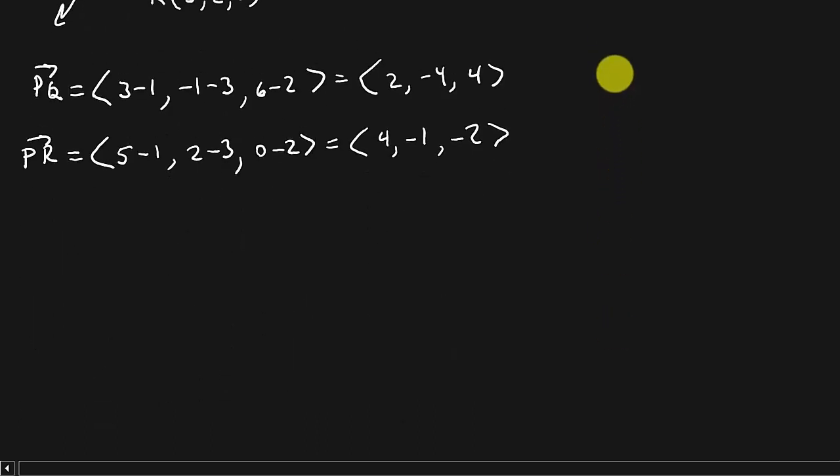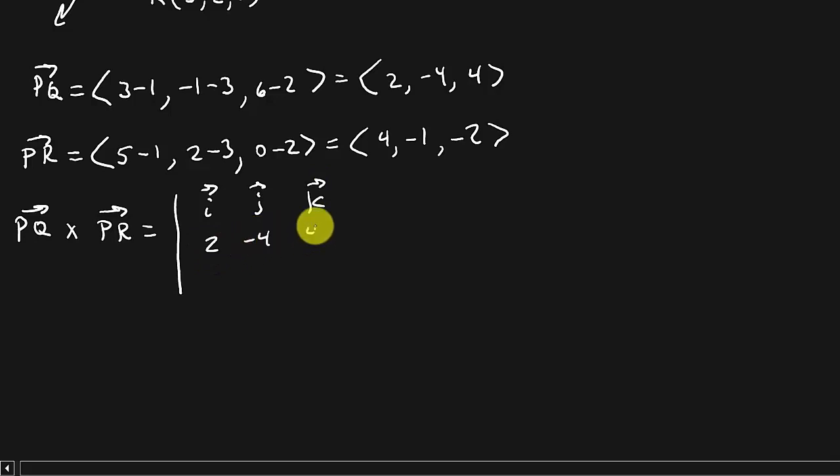So there you go. Now we just do the cross product, because we have a point on the plane. We just need the normal vector. That's what we're finding right now. Okay. All right, so what is that going to be? I, J, K, and that's going to be 2, negative 4, 4, 4, negative 1, negative 2. The cross product comes in handy, doesn't it? It helps us out a lot.